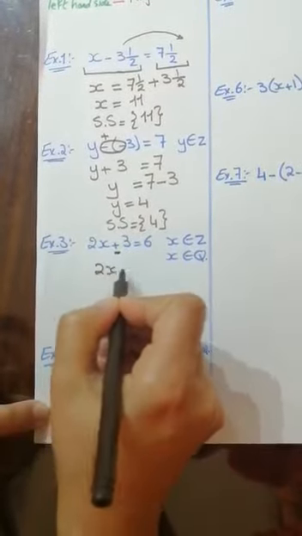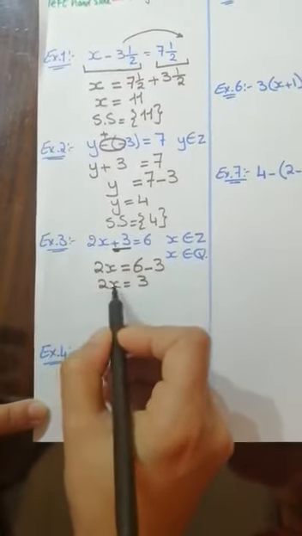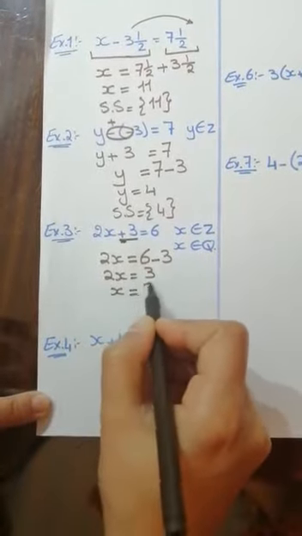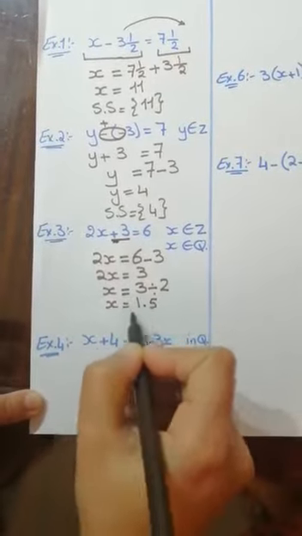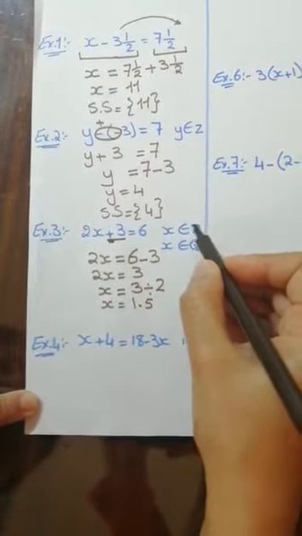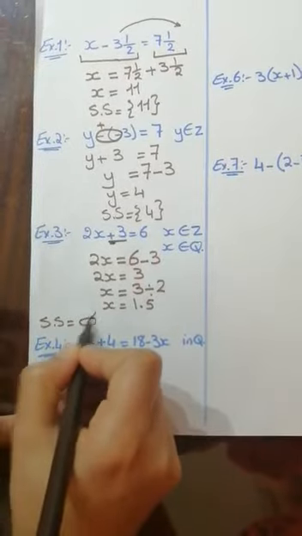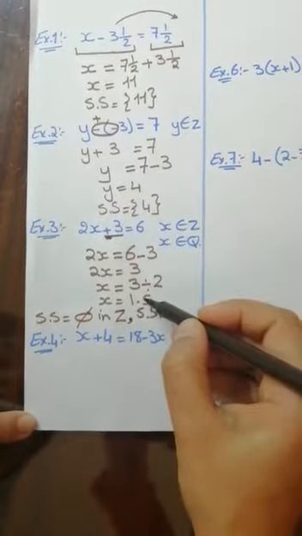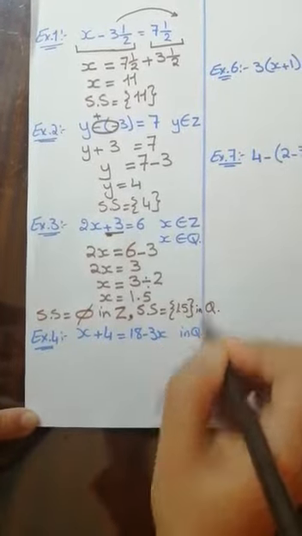So I will take 2x as it is, equal, who's sitting on the other sofa, 6. Plus 3 will go to the other side and be minus 3. So it's going to be 2x equals 3. Now, what is the relation between 2 and x? This is times. So x will be here equals 3 on the other sofa divided by 2. So x will equal 1.5. Does 1.5 belong to Z? No, Z has only integers, whole numbers only. So I have no solution in Z. Does 1.5 belong to Q? Yes, it belongs to Q, so my solution set will be 1.5 in Q.